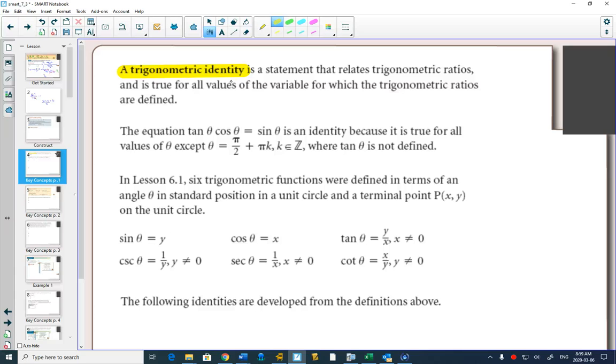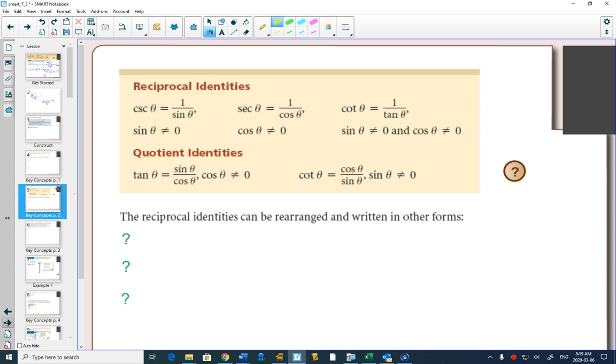A trig identity is a statement that relates trig ratios and is true for all values of the variable. So we have already learnt some basic trig identities. These are tools that we already know. You know that cosecant is 1 over sine. You know that secant is 1 over cos, and cotangent is 1 over tan.